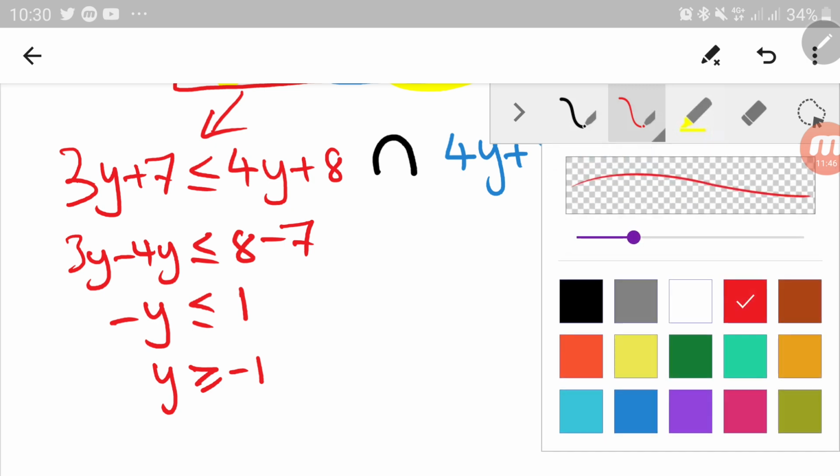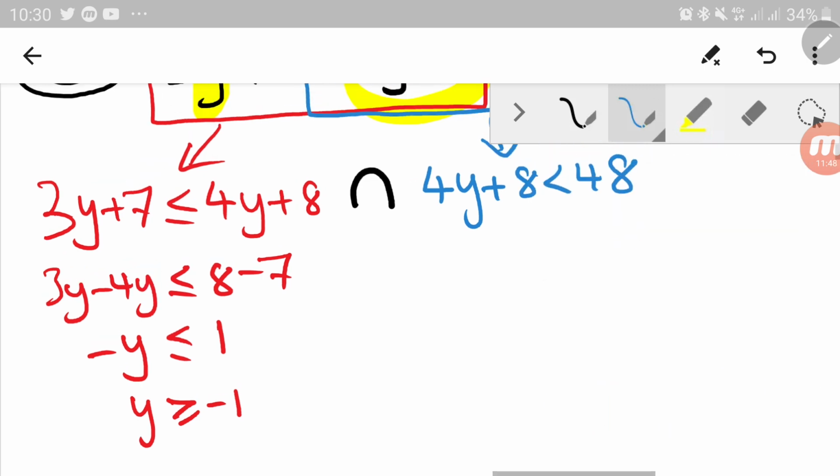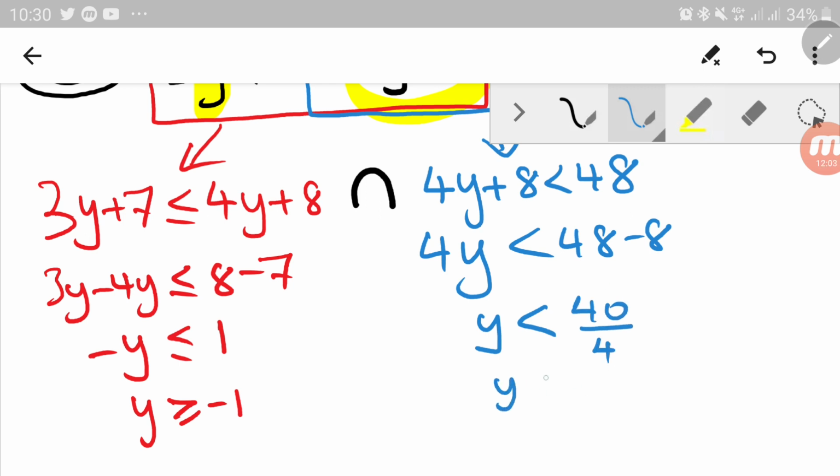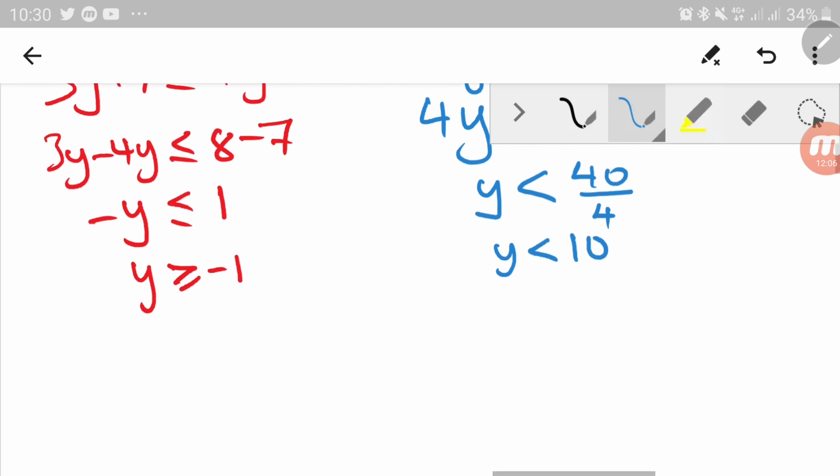Correct. Okay, now the next one. 4y is 48 minus 8. Okay, and then y, 48 minus 6 is 40, divide by 4, so y is less than 10.